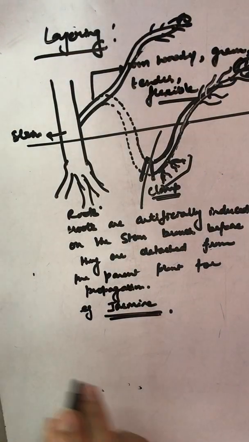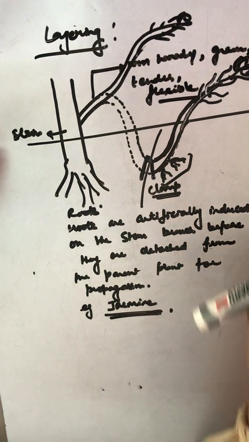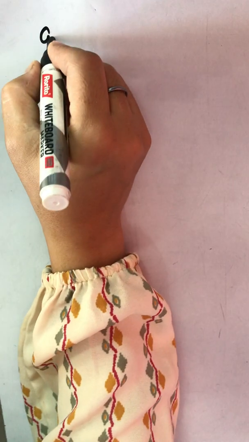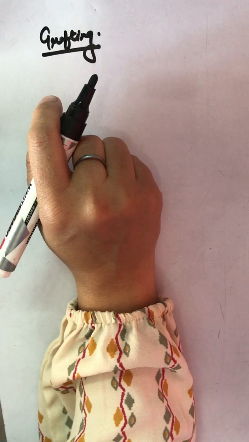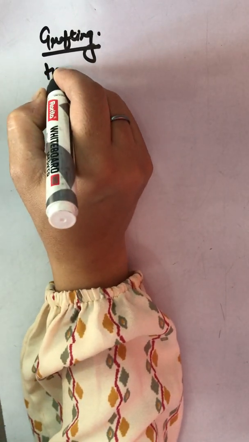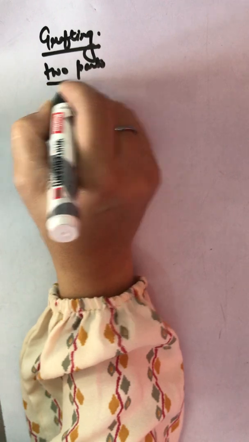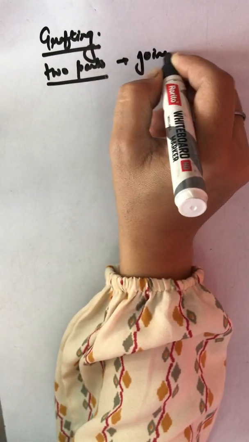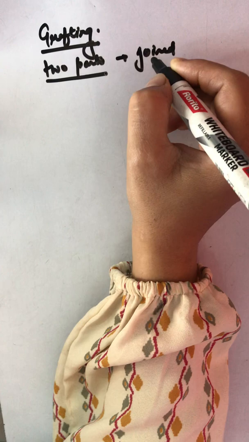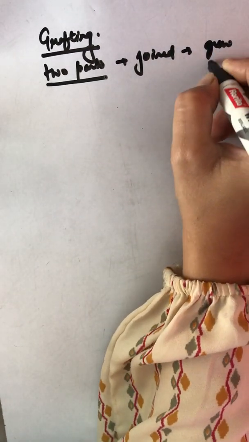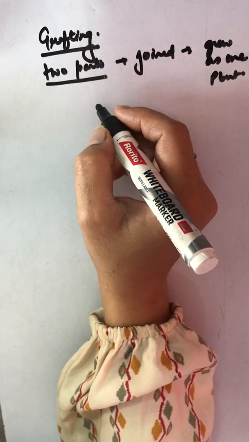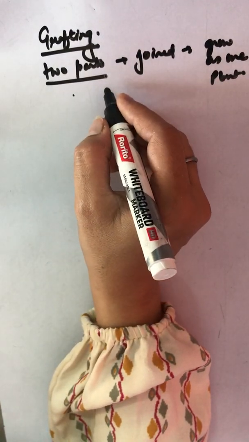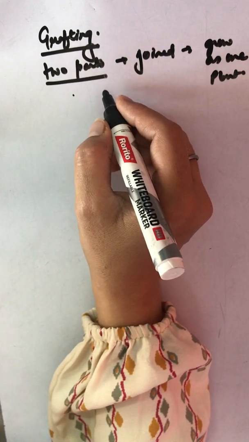Moving to the third, grafting. Graft means a patch. In this grafting technique, two parts of a plant are joined in such a manner that they grow as one plant. So it is done between two closely related dicot plants having the same vascular cambia.